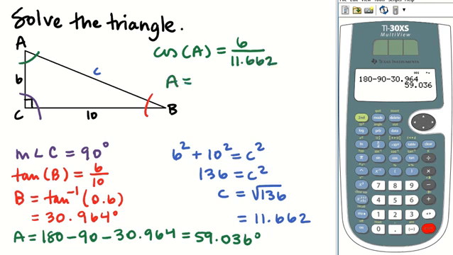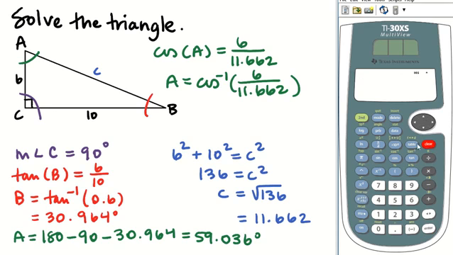Meaning that A is going to be inverse cosine of 6 divided by 11.662. Over here, you do inverse cosine of, oh, okay, I'm going to switch it back to math print mode real quick. I really like math print because it's got the fraction bar, which I think is really helpful for y'all. So inverse cosine, get that fraction bar going, 6 divided by 11.662. And what do you know, 59.036.